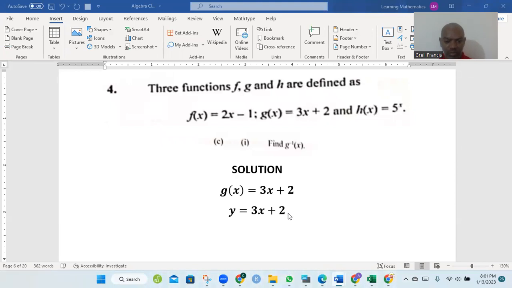Now we have written down y is equal to 3x plus 2. The third step is to swap the letters x and y. So you can actually sense the inverse is happening. Where you have y, you put in its place x, and where you have x, you put in its place y. You swap the letters x and y. So now you have x is equal to 3y plus 2. So please take this down.